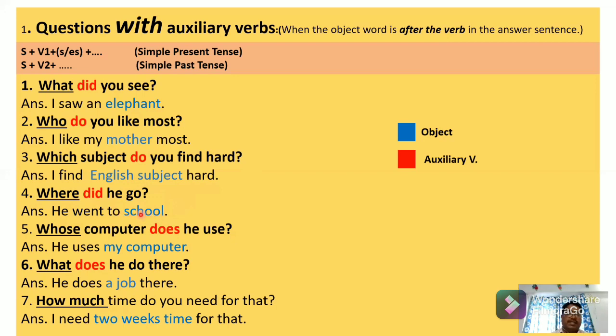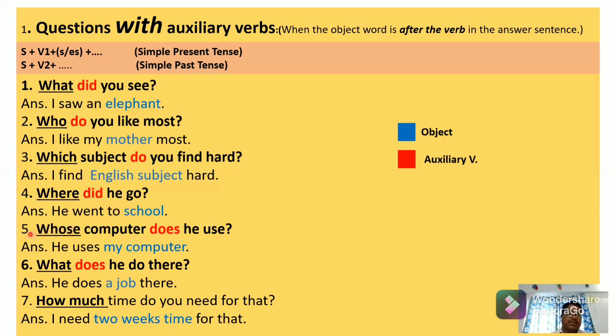Actually, it is an adverb of place, right? But here it functions as the object, as the answer of the question word where. He went to school, and definitely it is coming after the main verb went. What is the main verb? Went is the main verb. So the information, the school, yes, when the information of the question word comes after the main verb, that time we need auxiliary verbs to make the questions.